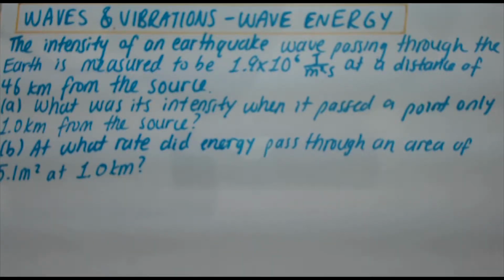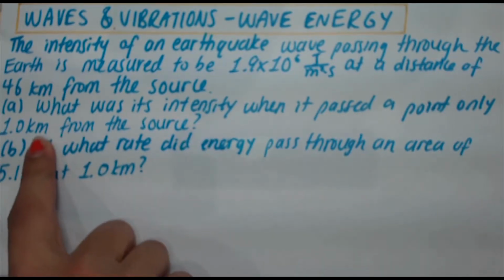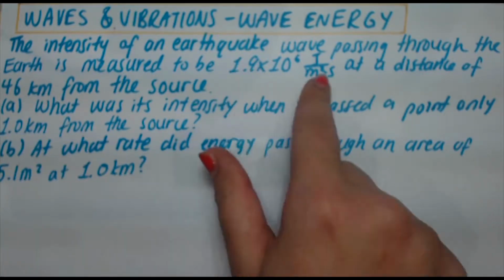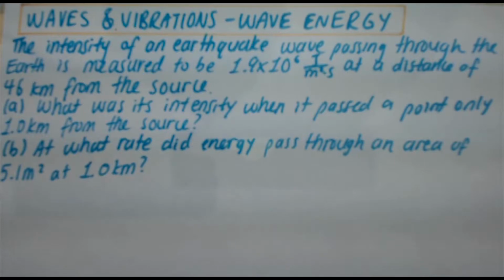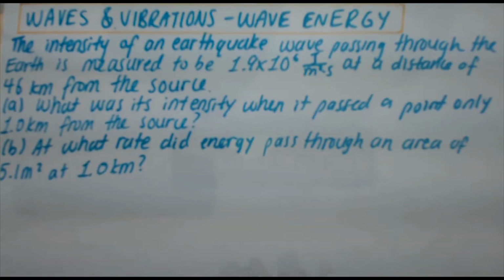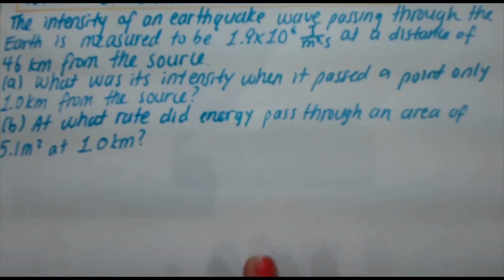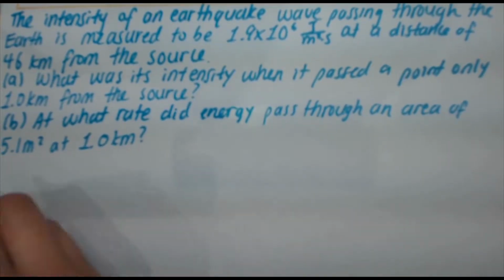So for part A, what was the intensity when it passes a point only 1 kilometer from the source? So we're looking for the intensity at this distance. The question gives us this intensity at this distance. So you should already start thinking this is like a ratio. But before we jump into the math, I want to quickly go over some theory about waves and how to use this in a formula later on.